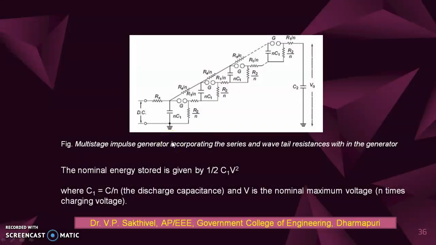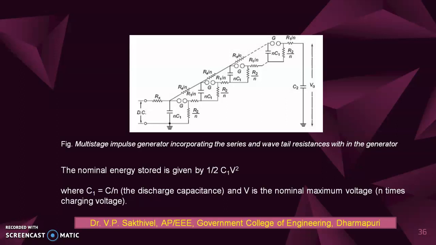Next, this is also the Marx circuit with the incorporation of wave shaping resistors. Here you see the wave shaping resistors R1 and R2, where n is the number of stages. The nominal energy stored is given by this equation, where C1 equal to C by N is the discharge capacitance and V is the nominal maximum voltage, that is N times the charging voltage.